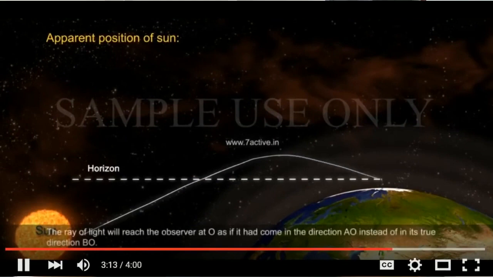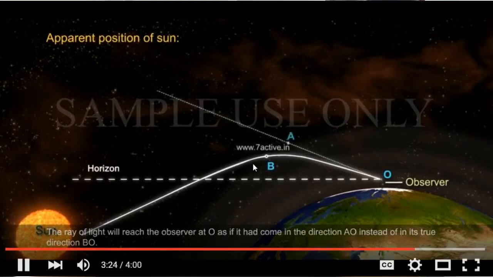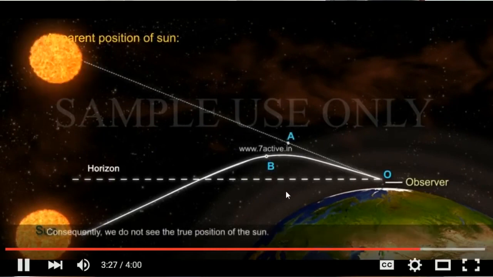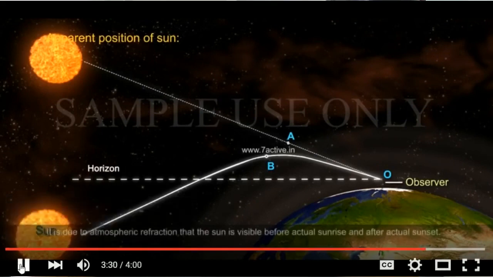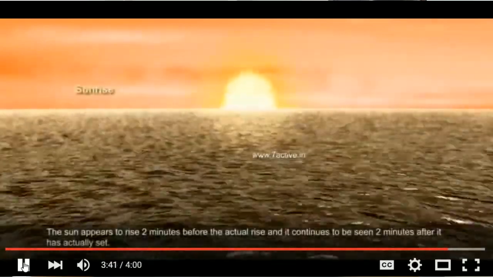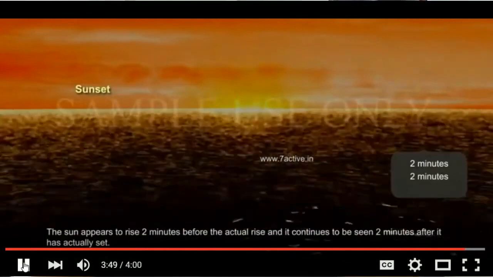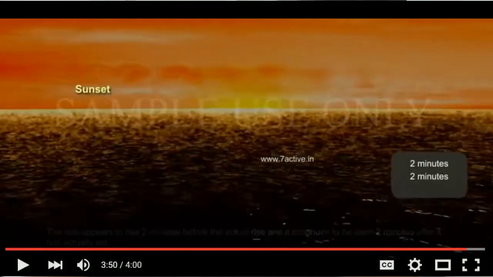The ray of light will reach the observer at O, as if it had come in the direction AO instead of in its true direction BO. Consequently, we do not see the true position of the sun. It is due to atmospheric refraction that the sun is visible before actual sunrise and after actual sunset. Do you know this fact? The sun appears to rise 2 minutes before the actual rise, and it continues to be seen 2 minutes after it has actually set. Okay, stop right there.